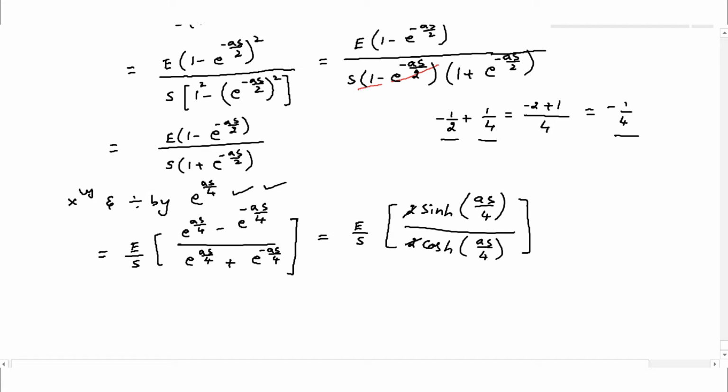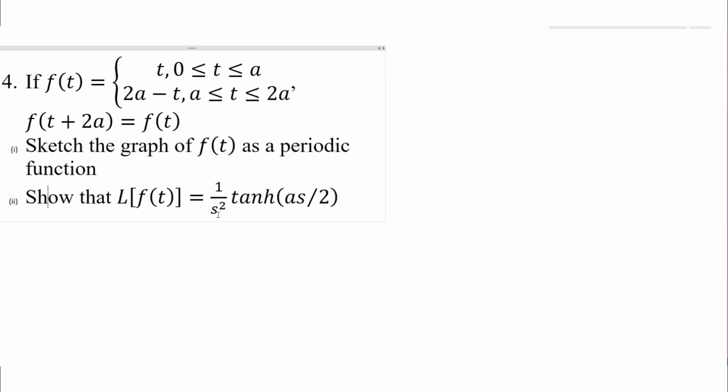So this 2 and 2 will cancel out, and you will be getting the expression equal to e by s times sine by cos, which will be tan hyperbolic function of s by 4. So that was the result that I wanted to show. Hence we got this particular solution. Let us move on to the next question.